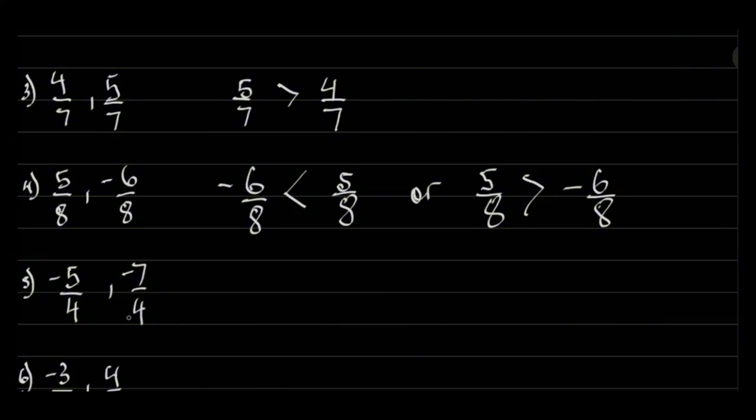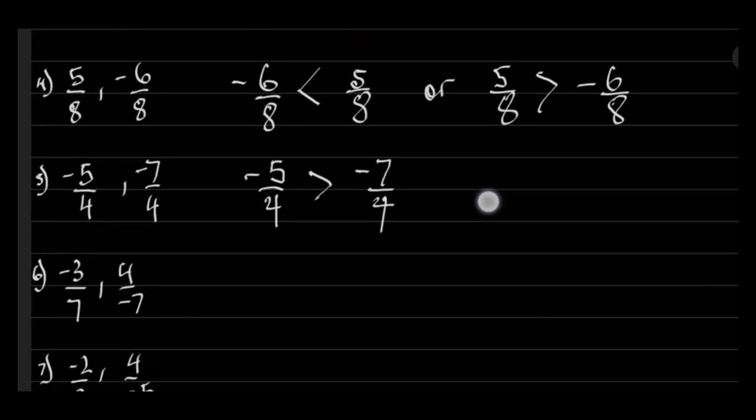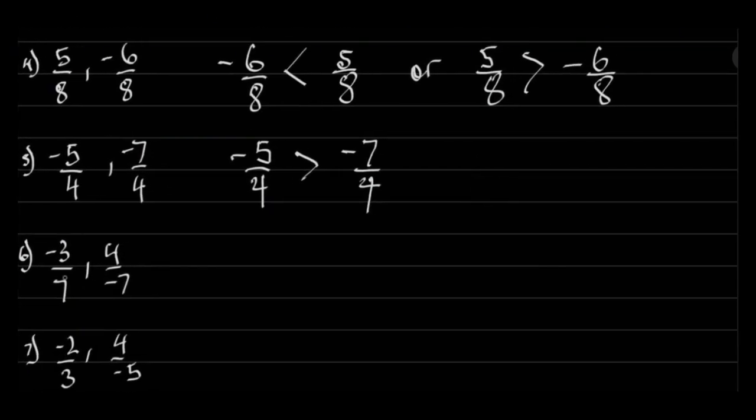When they are negative and we are comparing them, the fraction with the least numerator is the biggest fraction. So 5 over 4 is greater than negative 7 over 4. And with question 6, for instance, we have negative 3 over 7 and then 4 over negative 7. It doesn't matter where the negative is, it makes the whole fraction negative.